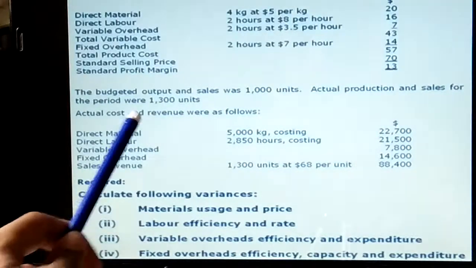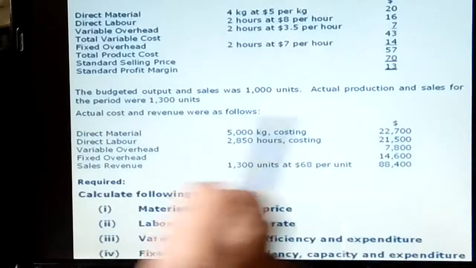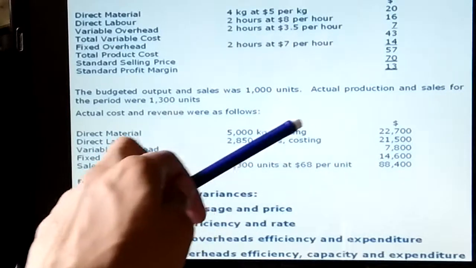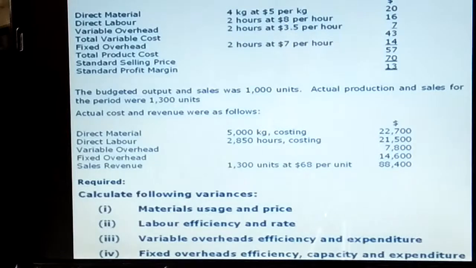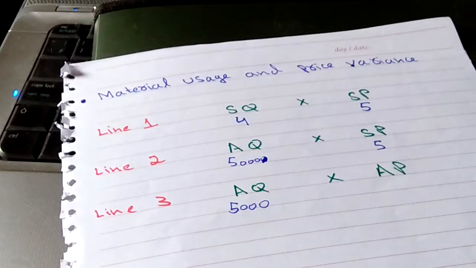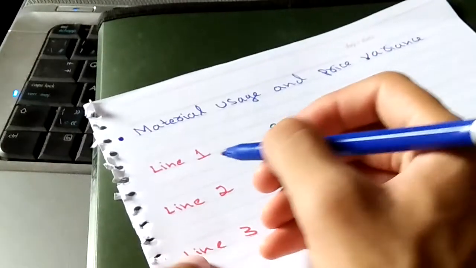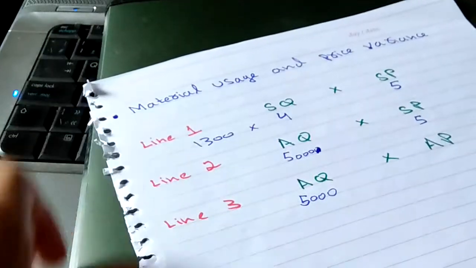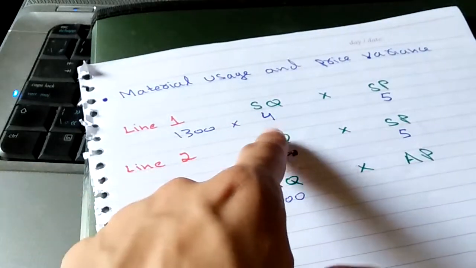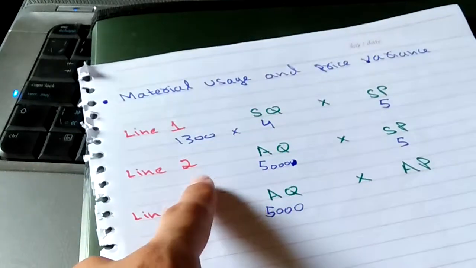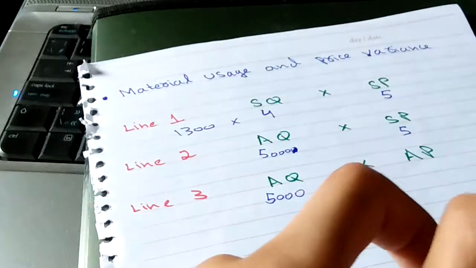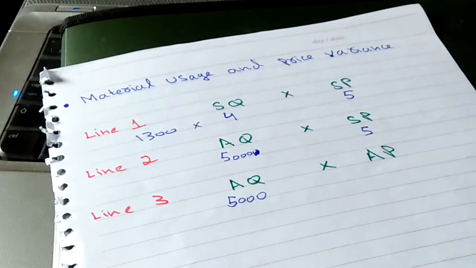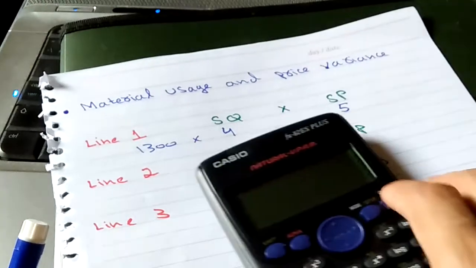Here you can see in the question we have been given the actual production and sales for the period, which were 1300 units. And this 1300 we are going to multiply with line 1. Why we are multiplying this with line 1 is because we are converting line 1, the standard quantity given per unit, into hundreds and thousands of units. So that's why we are multiplying 1300 with standard quantity and standard price. Let's see after multiplying what we will get.